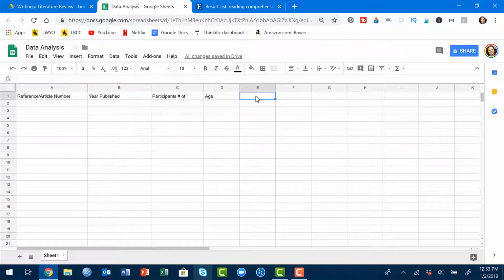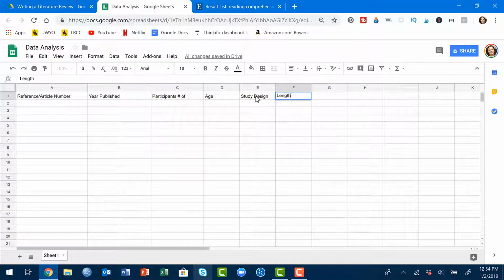You might find that it's important to do something about race or socioeconomic status of your participants, and if so, you would add columns for that. I like to put study design in. Is this a case study? Is this an ethnography? What is this? Is this a quasi-experimental study? That's what I want to know.